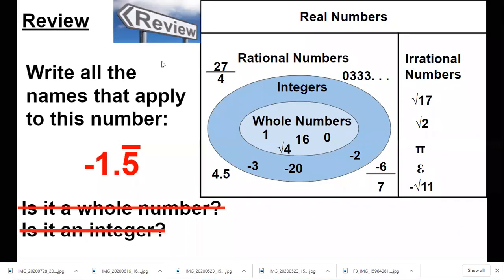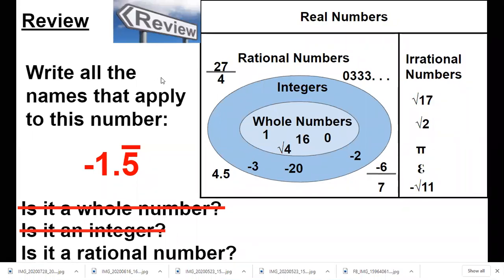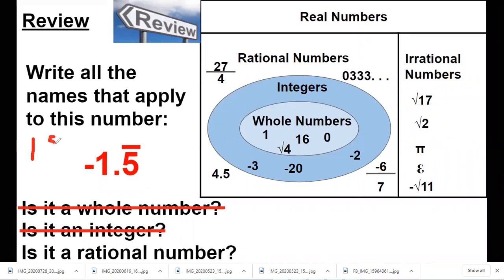Next one. Is it a rational number? Can you write negative 1.5 repeating as a fraction? If you can, it is a rational number. How could we write it as a fraction? Well, we could, right? 1, and remember our shortcut? 5 repeating. It's going to be 1 and 5/9, and then the negative sign. So negative 1 and 5/9. So yes, it is a rational number.